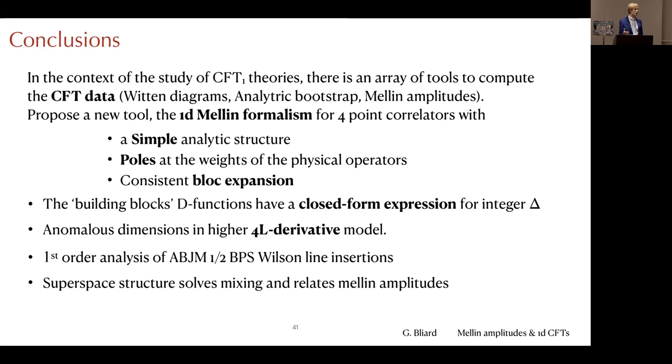In this talk and in the paper, we wanted to propose a new tool, which was the 1D Mellin formalism for four-point correlators. This Mellin formalism had a simple analytic structure like its higher dimensional counterpart. It had poles at the weights of the physical operators, and it had a consistent block expansion, which allowed us to extract the CFT data. On top of this, we have a closed form expression for integer delta of the building block D functions. And using this, we can find the anomalous dimension of higher derivative models, in particular the one with this 4L label.